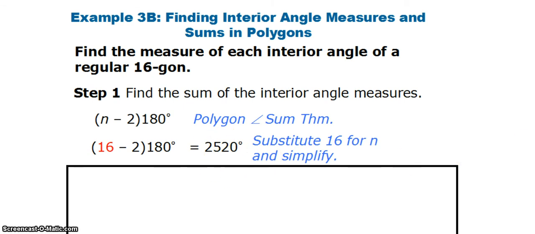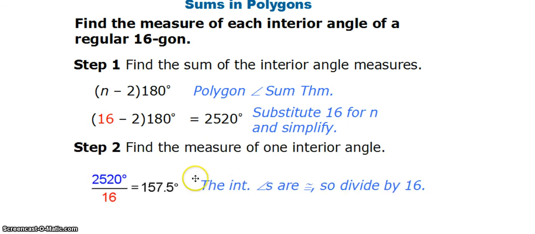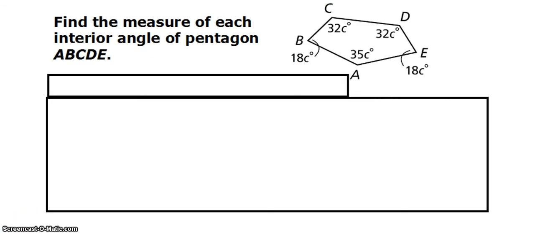2,520 degrees. If we wanted to know what one angle equaled in the interior of this polygon, we would just divide the total number of degrees by the number of angles in this polygon, which is 16. And so when we do that, we find that each angle in the regular 16-gon equals 157.5 degrees.